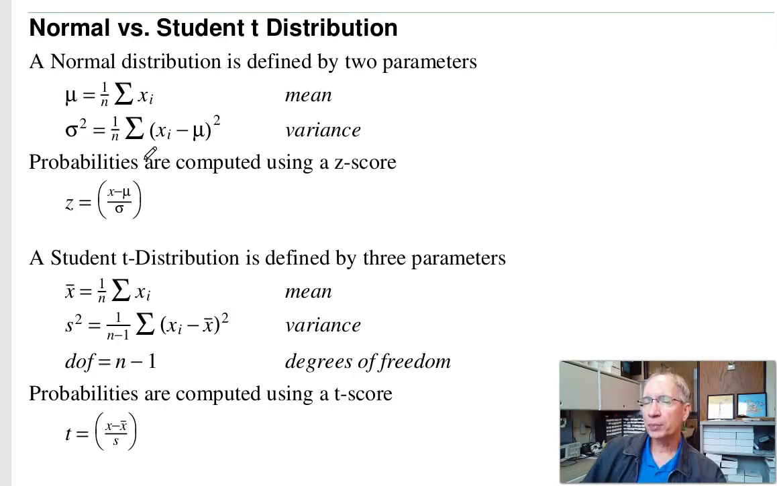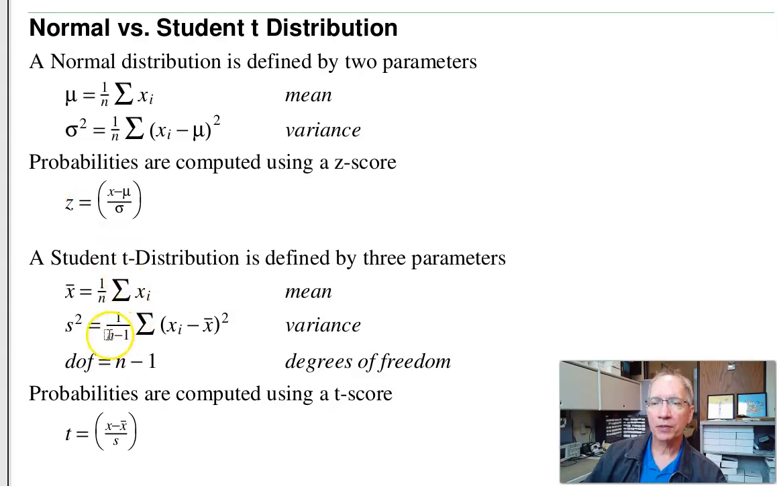A student t-distribution is almost the same. The mean is still the average, but that's called x bar. It's because I have a sampled average rather than the population's average. That's what the different symbol means. This is for a population. This is for a sample. The variance is almost the same. It's the distance to the sample mean squared. But instead of dividing by n, I divide by n minus 1. So this is kind of a subtle difference.